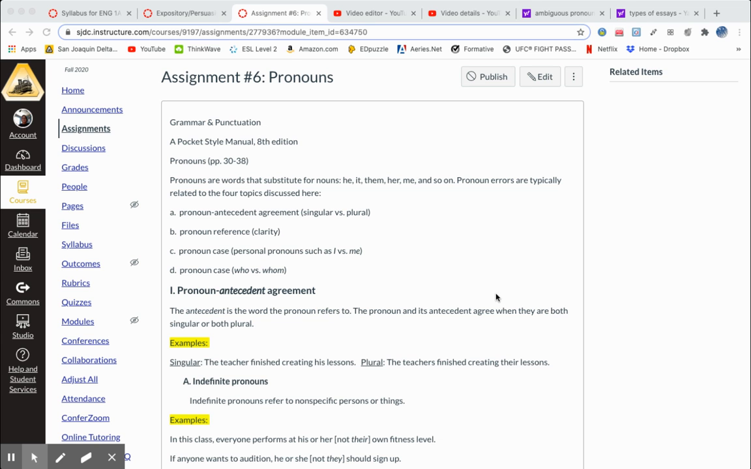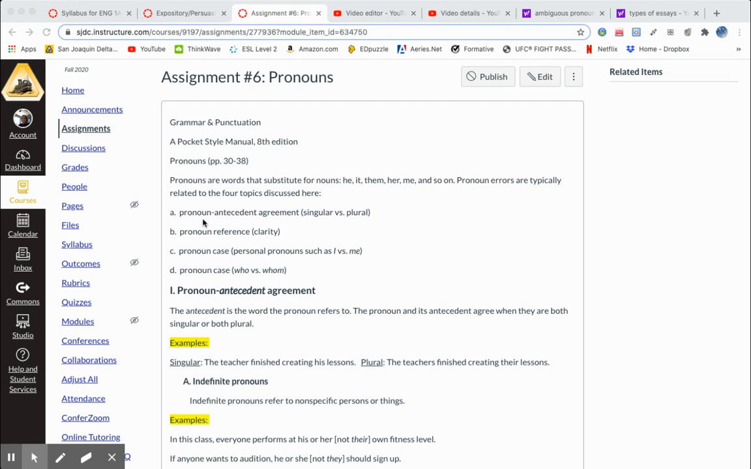Assignment number 6, Pronouns. This lesson is taken from Grammar and Punctuation, a Pocket Style Manual, 8th edition, pages 30 through 38. Pronouns are words that substitute for nouns, like he, she, it, they, etc. Pronoun errors are typically related to the 4 topics discussed here.